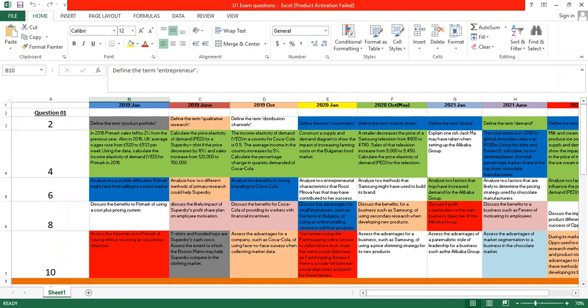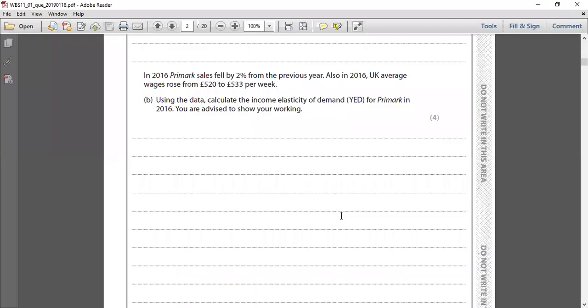So in this case, using the data, calculate the income elasticity of demand, YED, for Primark in 2016. You are advised to show your working. Like in IGCSE, here we are not given a formula sheet, so you have to memorize the formulas, especially in the demand and supply lesson. It's really important because it's always an exam favourite area. The income elasticity of demand formula is calculated by percentage change in quantity demanded over percentage change in income, that is, delta QD over delta Y.